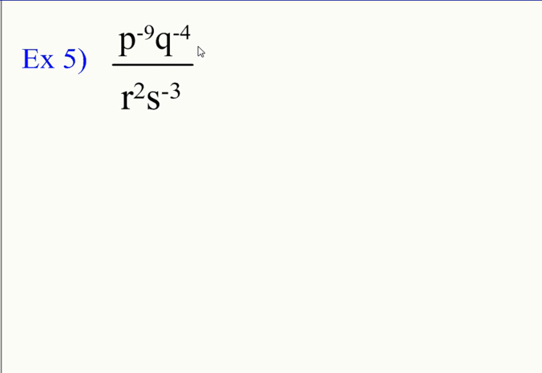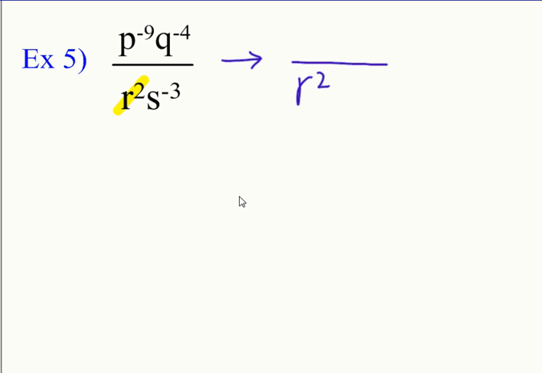The Q has a negative 4 exponent. Here in the denominator, the R has an exponent of positive 2, and the S has an exponent of negative 3. Now, I don't want to take the reciprocal of this whole thing because not every base in this fraction has a negative exponent. We can see that this R squared is a positive exponent. And because of that, we're not going to move that one. We're going to leave it exactly where it is, which is in the denominator.